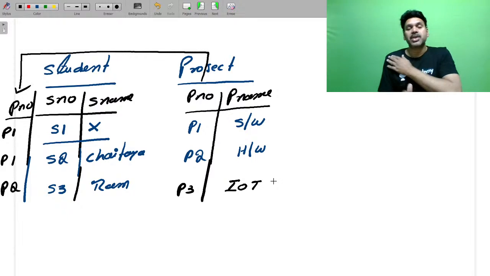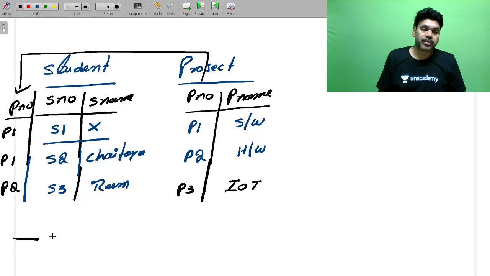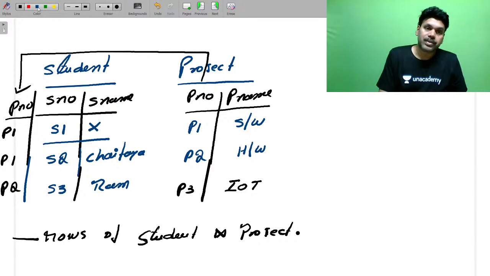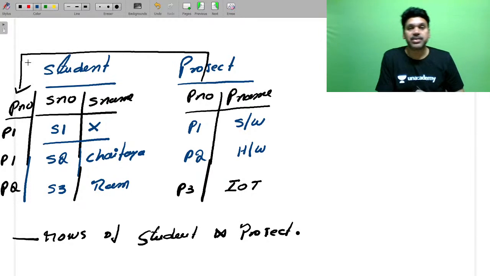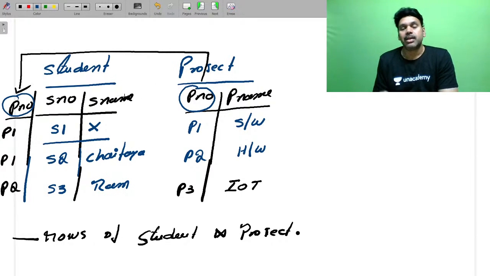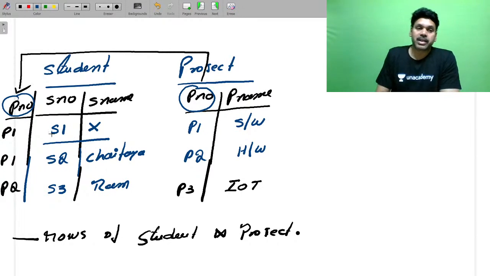Now he is asking you to find the number of rows of student natural join project. So the answer is: first, natural join looks for common equality. Yes, this is the common. Then it also checks the common tuple set. Yes, let me map. P1 can map to this. So your result is P1, S1, X1, P1, software.